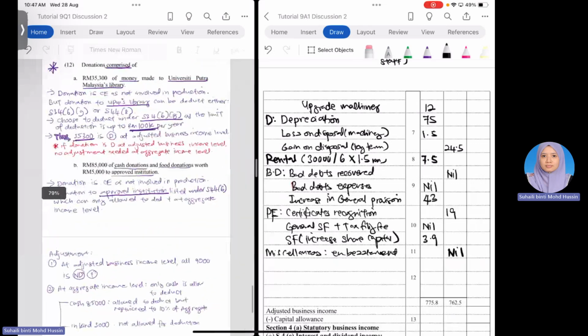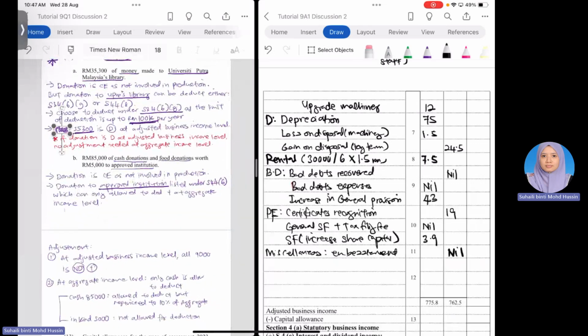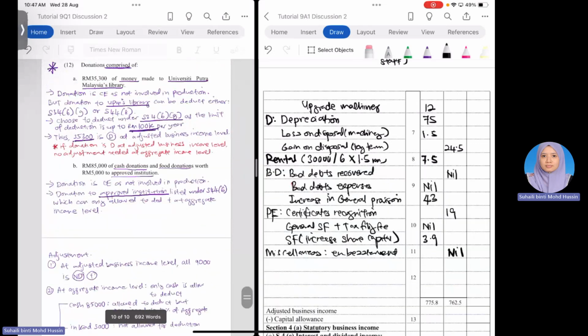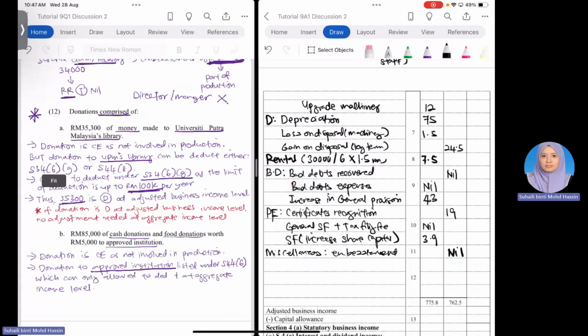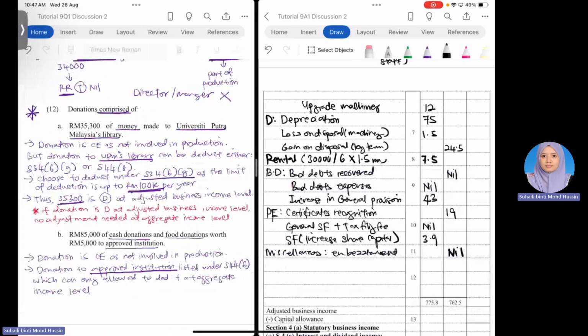One is to the library, the other one, A and B. A is donation made to the library, so we go for the library first for A. Okay, and then B is donation made to the approved institution. Okay, the company made the donation to the library.